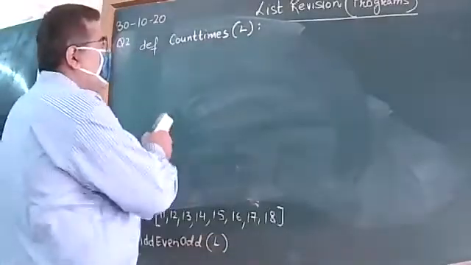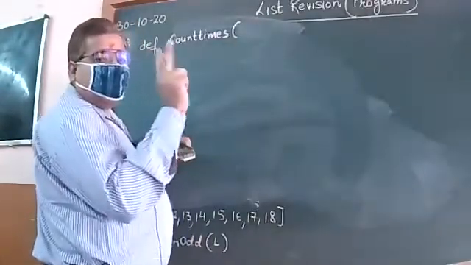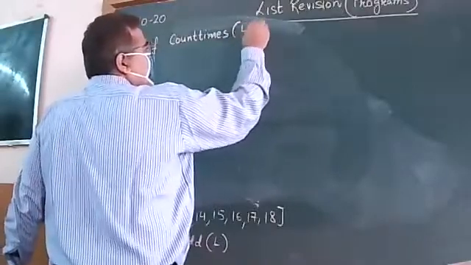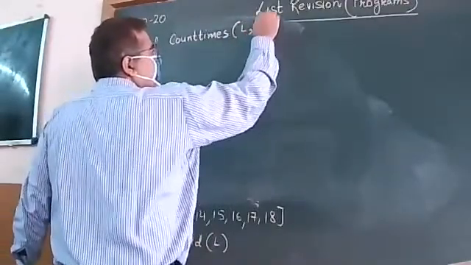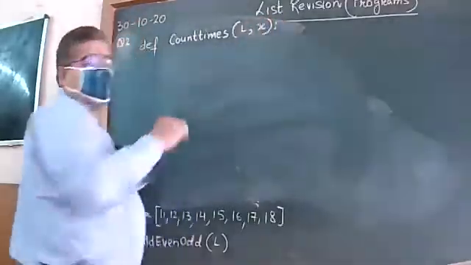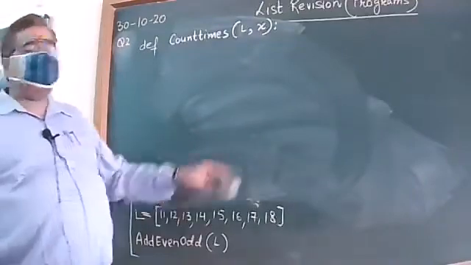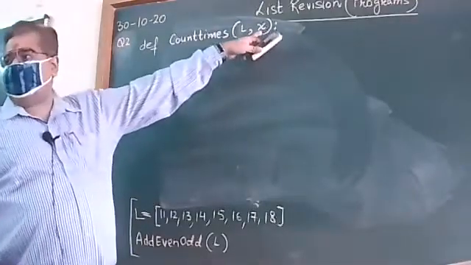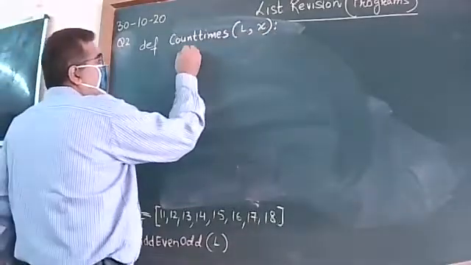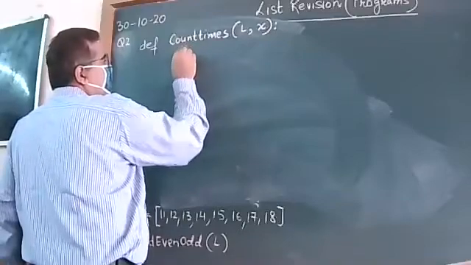So what I will do, I will pass 2 parameters in my function. One parameter is the list. Second parameter is the element that you want to look for, whose occurrence you want to look for. I am considering that element as X. Clear? So here what I will do, I have taken the for loop.